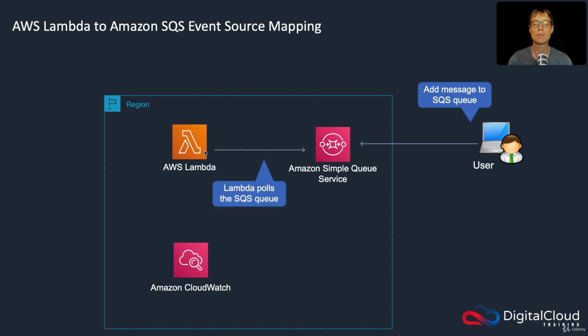And in this case, Lambda is actually polling the queue. So Lambda keeps checking the queue to say, is there any messages there? And when it sees there is a message in the queue, it's then going to process that message. And what it will do is it will process the message and then actually write an event to CloudWatch logs. So that's what we're going to do. Let's head over to the console.